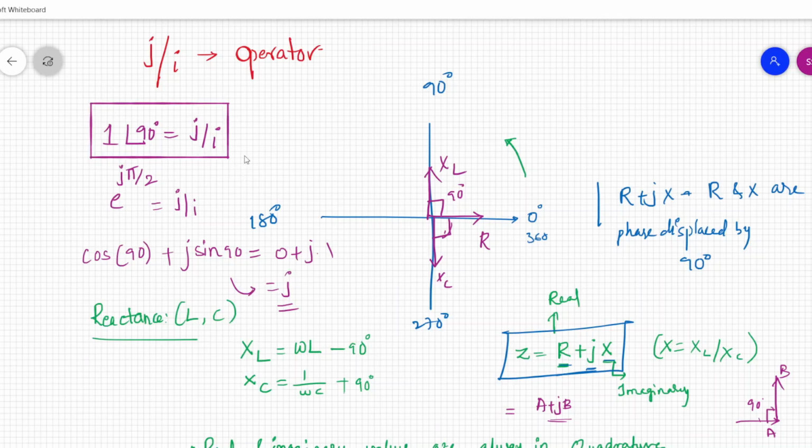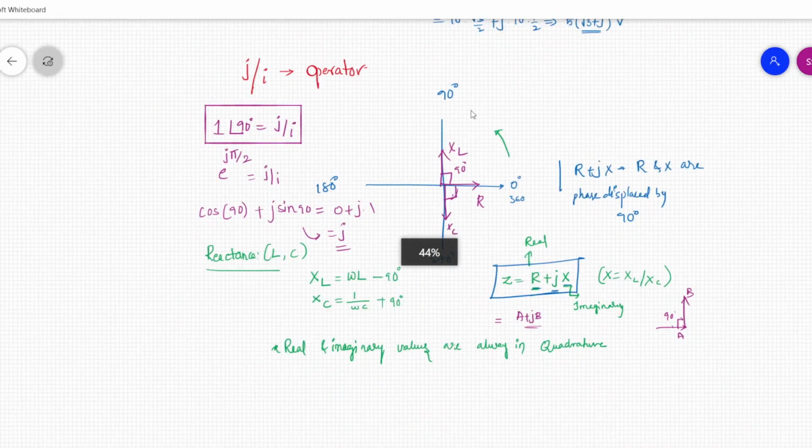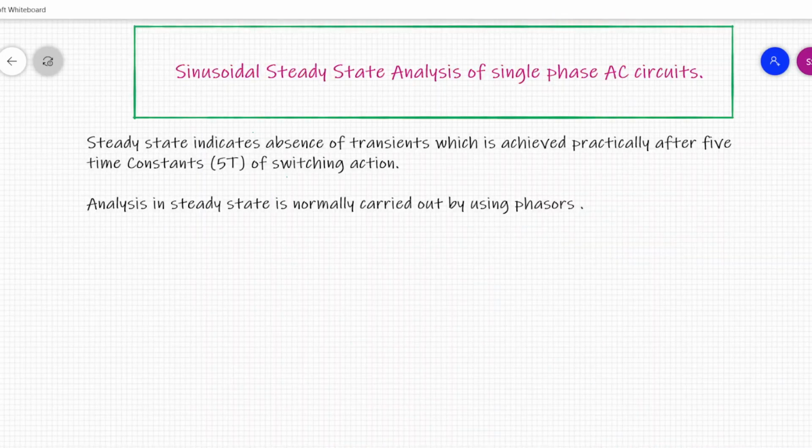Okay, now let us proceed further. Now let us try to understand steady state analysis of DC circuits first. Okay, so let us recall the behavior of our inductor and capacitor for source forced excitation and source free excitation. Okay, so what is that?